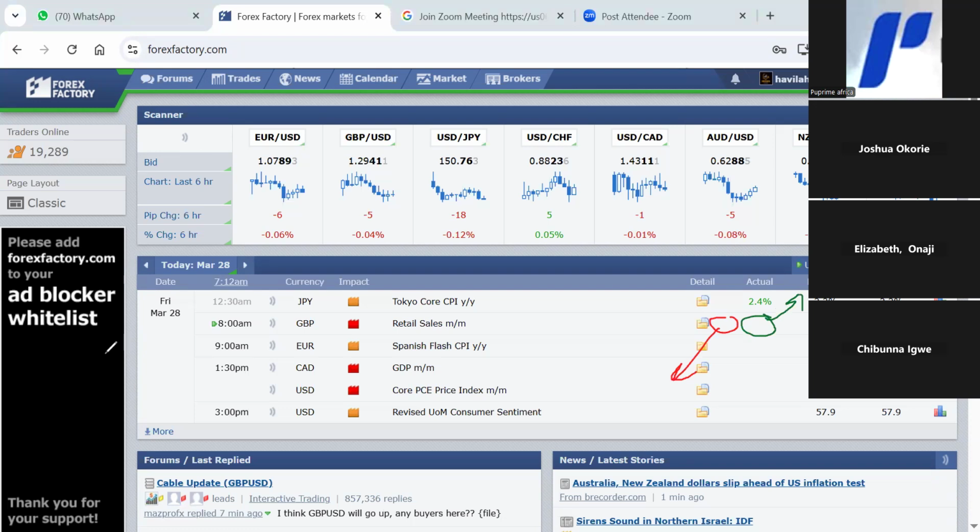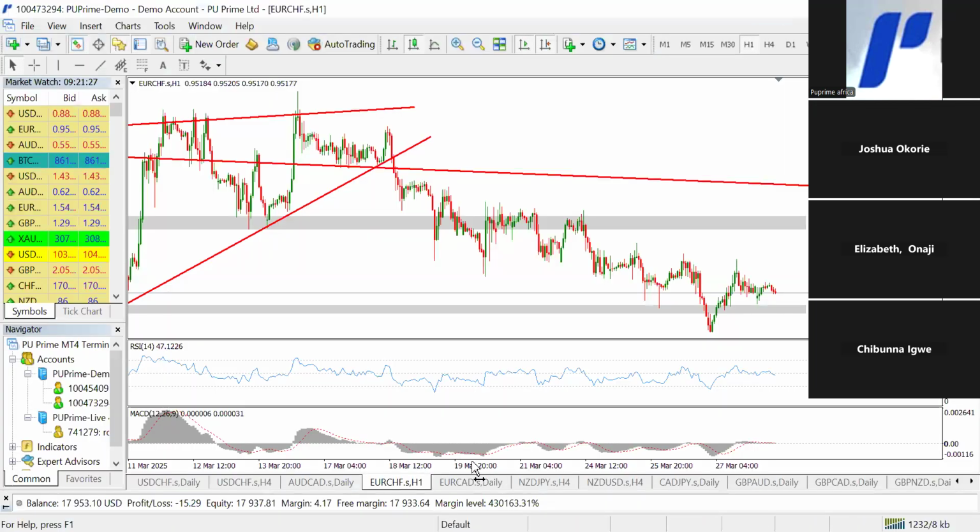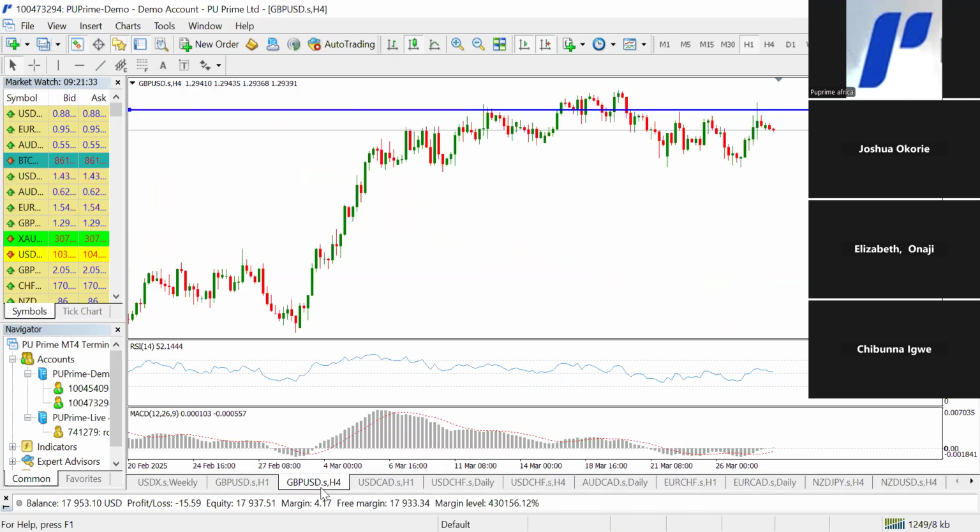But then I'll switch over to the technicals and look at what we can trade. I mean, the currency pair we can trade for this. And I'll be looking at the GBP USD.